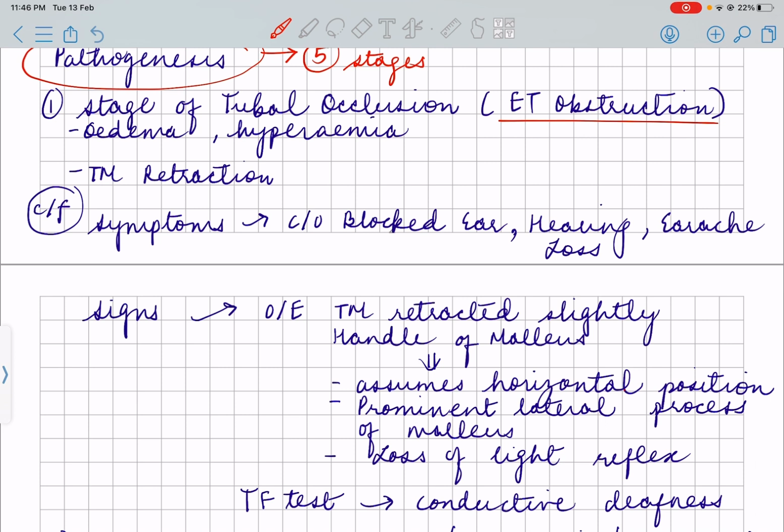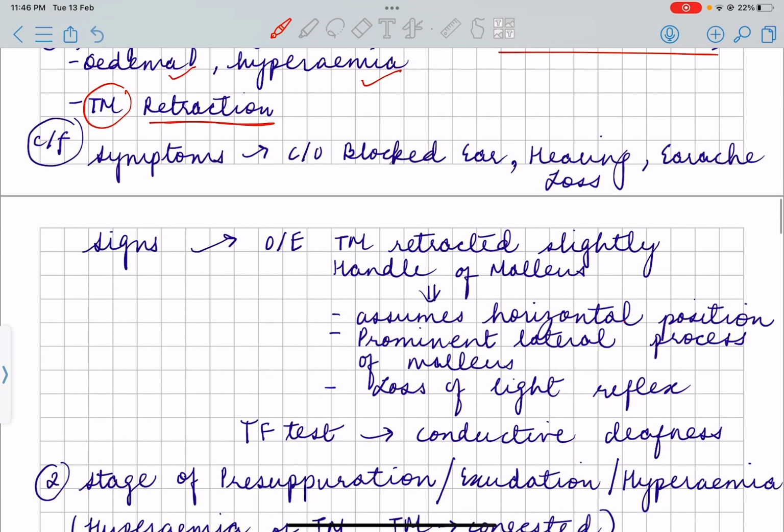So, coming to the stage of tubal occlusion, this stage is characterized by eustachian tube obstruction. There is basically edema and hyperemia of the nasopharyngeal end of the eustachian tube, which further leads to TM retraction. There will be a retraction of the tympanic membrane. Coming to the clinical features, the signs and symptoms, the patient will complain of blocked ear, hearing loss, and earache.